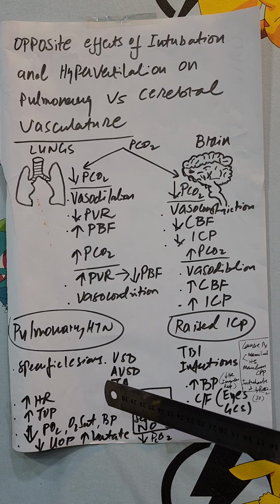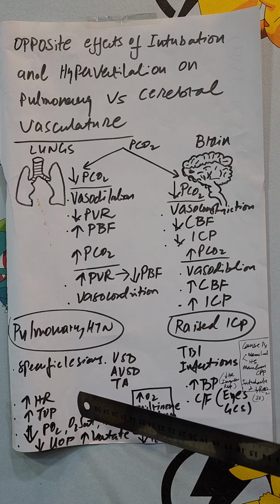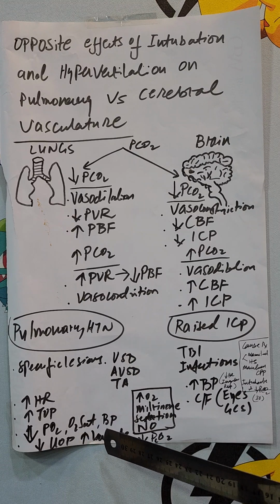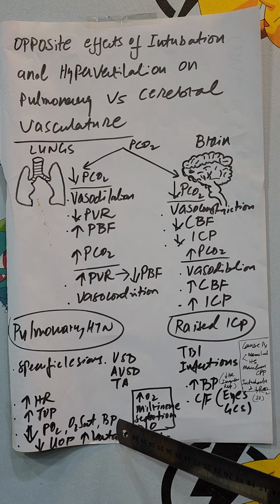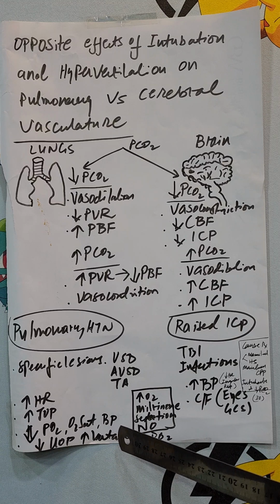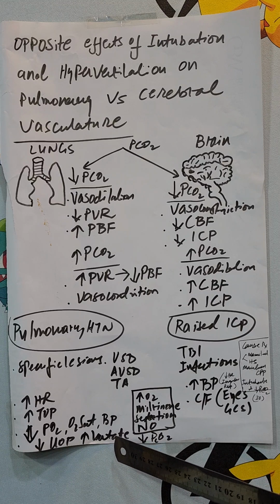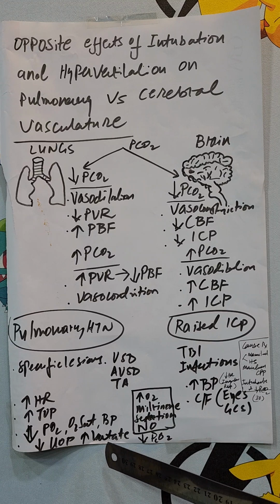How do they present? By increased heart rate and JVP, and their PO2 and saturation are on the lower side, with blood pressure normal or on the low side. They also exhibit low cardiac output, decreased mixed venous saturation, increased lactate and decreased urine output.